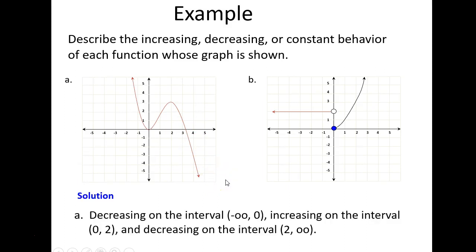Here that all is written out so you can see it. So we're going to use interval notation to describe these. So like we said in the beginning, it's decreasing from negative infinity to 0, then it switches to increasing from 0 to 2, and then back to decreasing from 2 to infinity. How about for picture B?